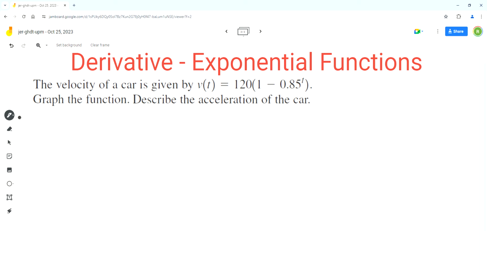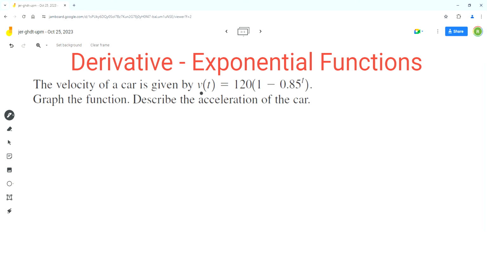So in this video, we'll solve this problem using the concepts of derivatives. As per the problem, the velocity of a car is given by v(t) = 120(1 - 0.85^t). Graph the function and describe the acceleration of the car.